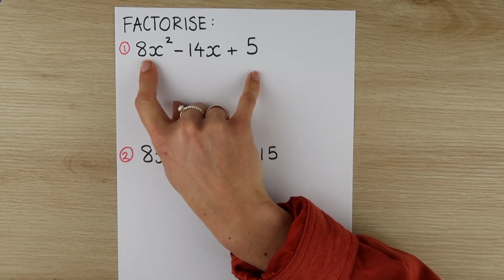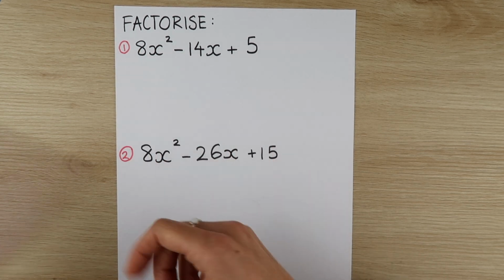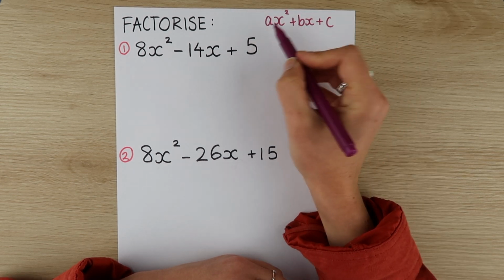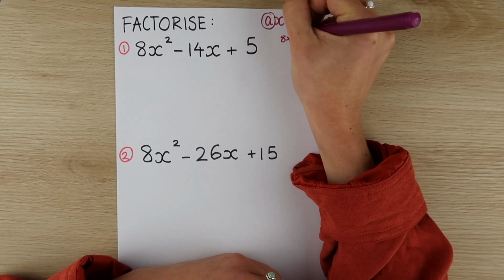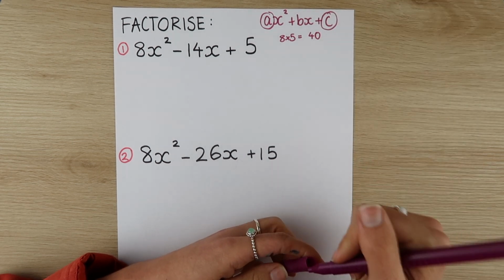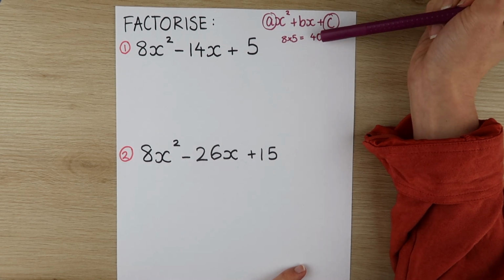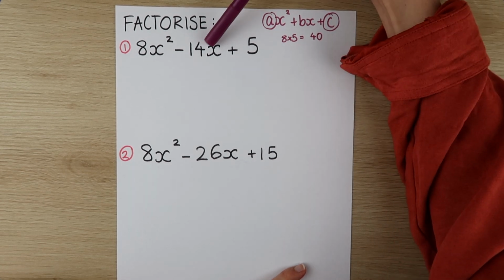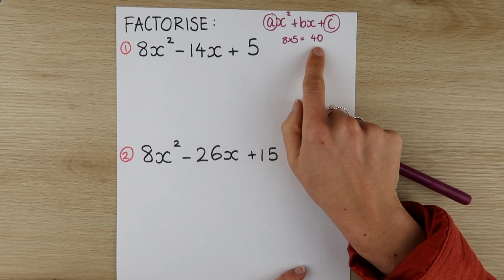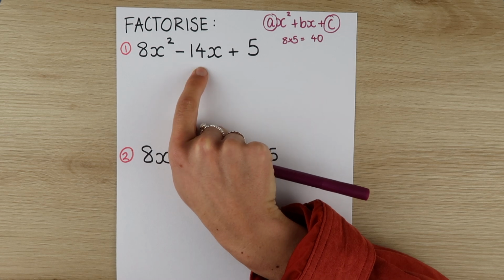I'm going to start by multiplying the 8 out the front by the 5 at the end. If we're imagining it in this form, multiply a by c. 8 times 5 is equal to 40. This is where it takes a bit of thinking. I need to ask myself, what two numbers multiply to make 40 and add together to make negative 14? I'll say that again. What two numbers multiply together to make 40 and add together to make negative 14?